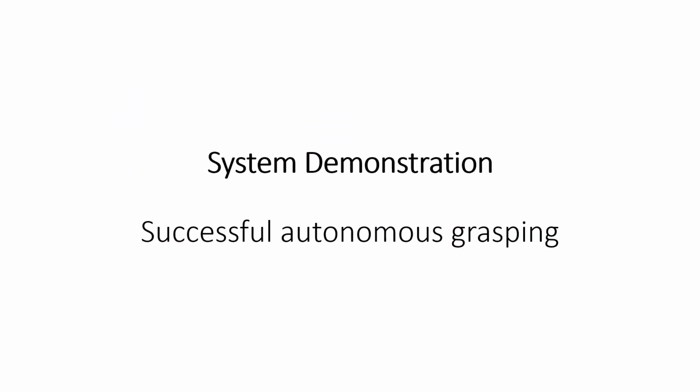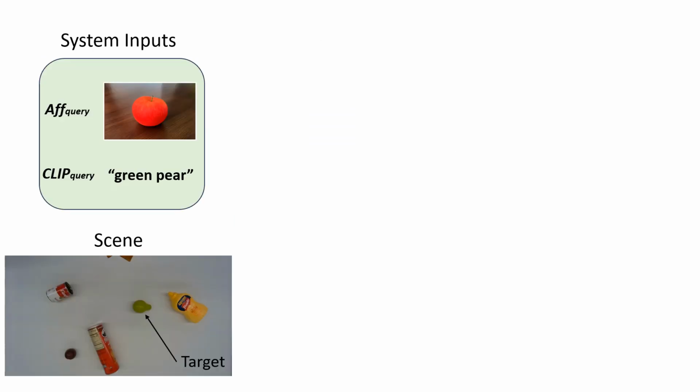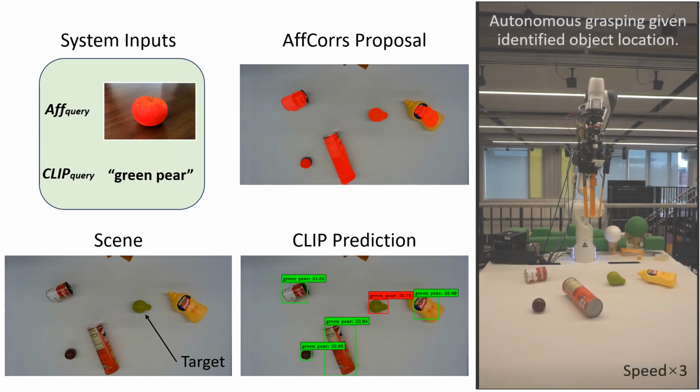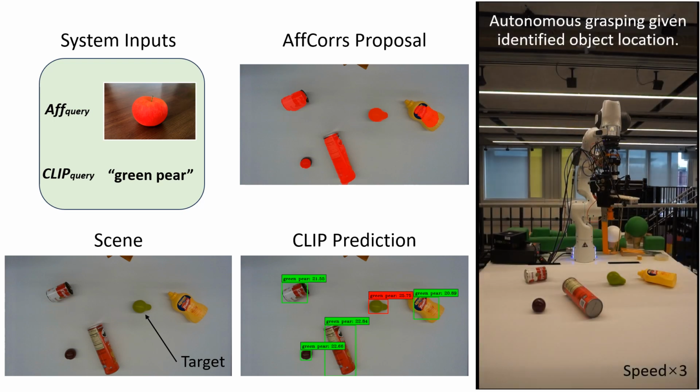Now we demonstrate an autonomous grasp. We have the green pear as the target object in the scene and input an image of the apple. The affordance matching outputs possible regions and CLIP is used to identify which region is the target. Finally, we use a caging-inspired gripper to perform the grasp.